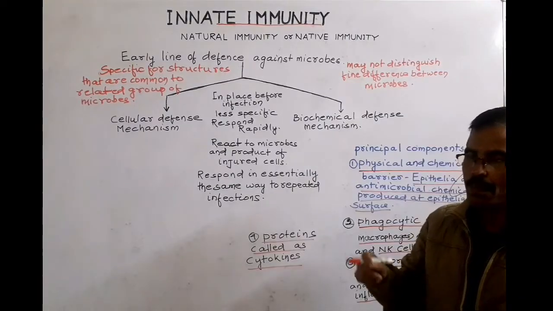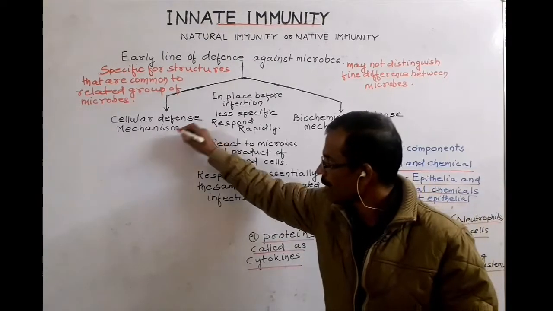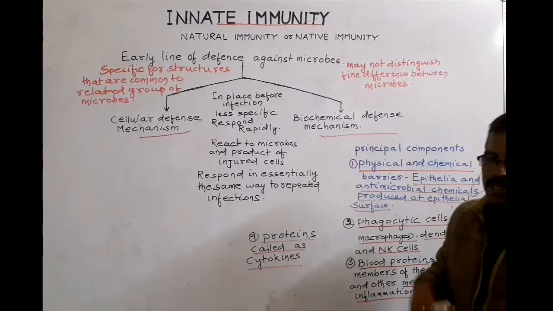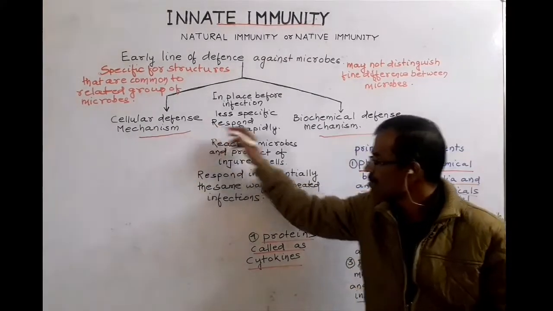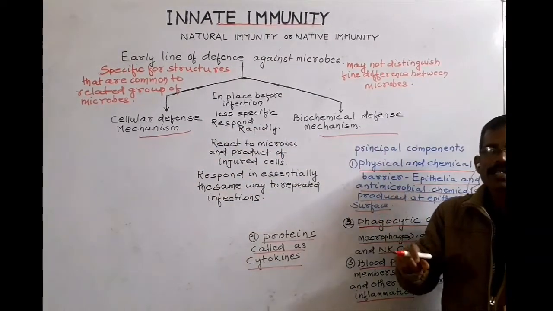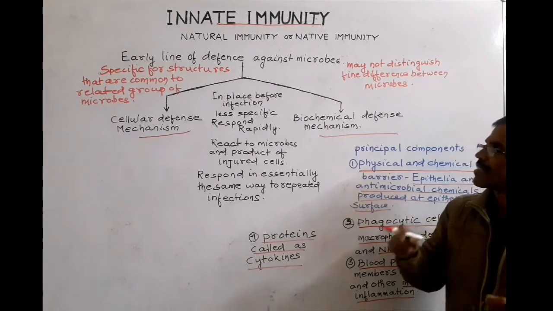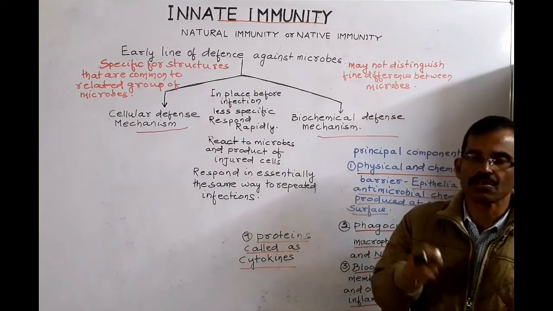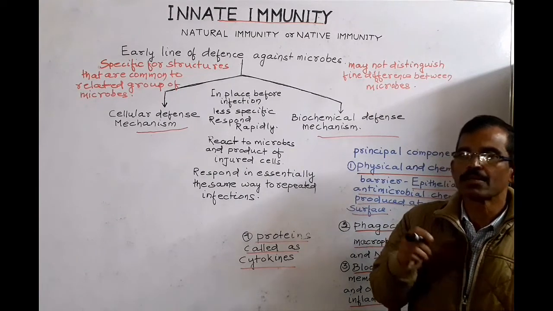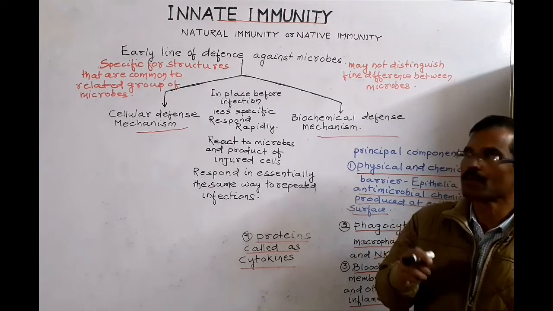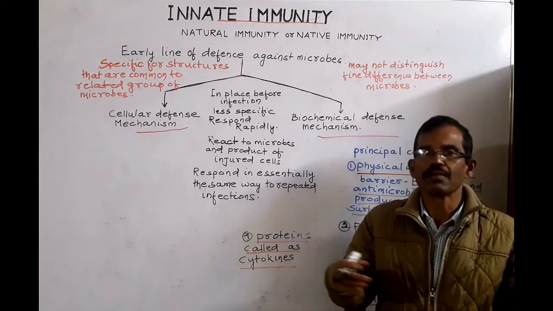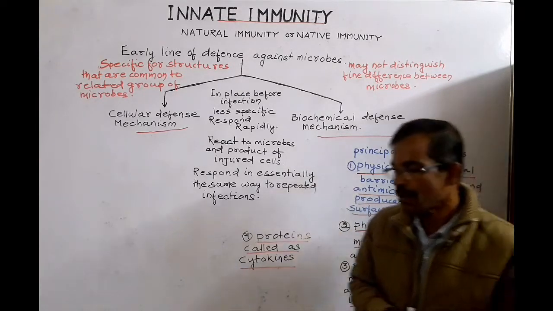It is composed of cellular defense mechanisms and biochemical defense mechanisms. These defense mechanisms are in place even before infection. Innate immunity is specific for structures that are common to related groups of microbes. It may not distinguish the fine differences between microbes.